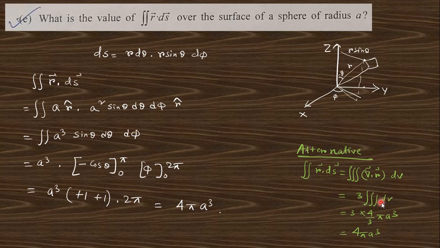So if we put this in, the volume of this sphere will be 4 third pi a cube. So just cancel out, and you will get the same answer. So you can choose any method as you like. Go to the next question.